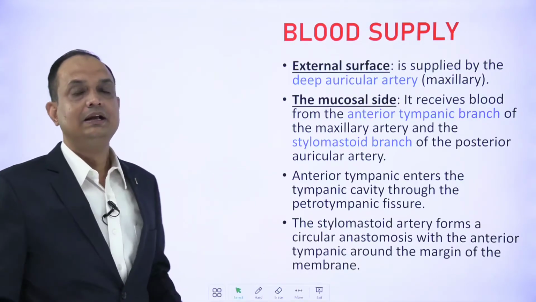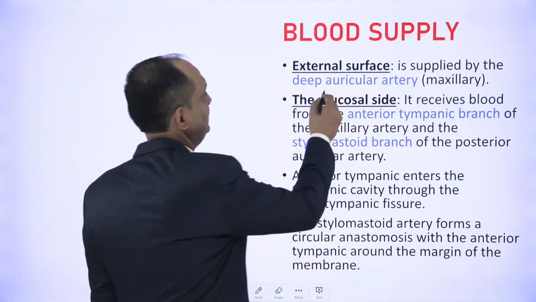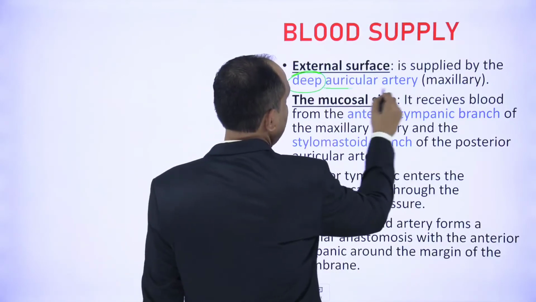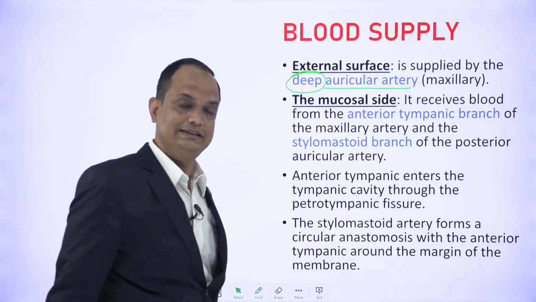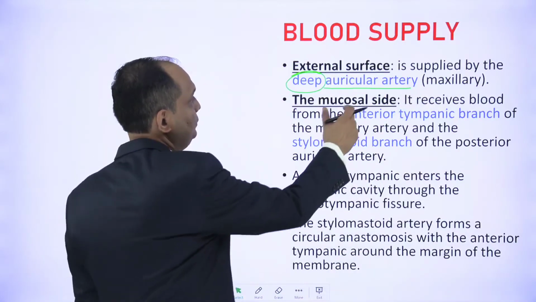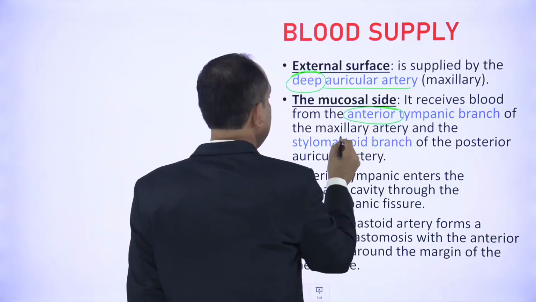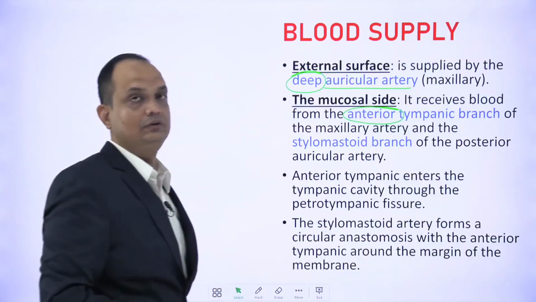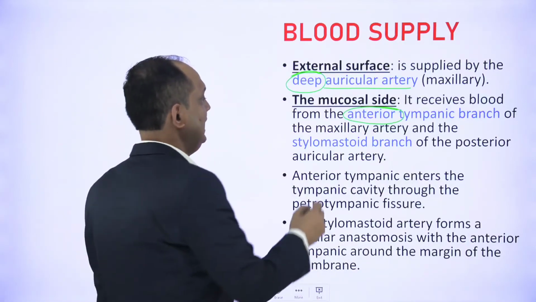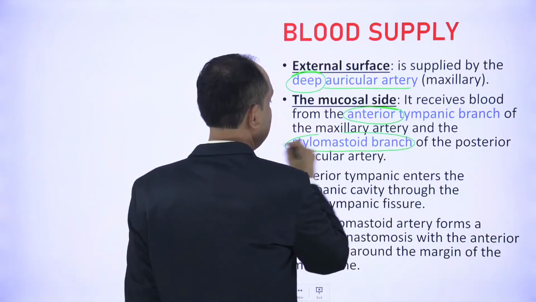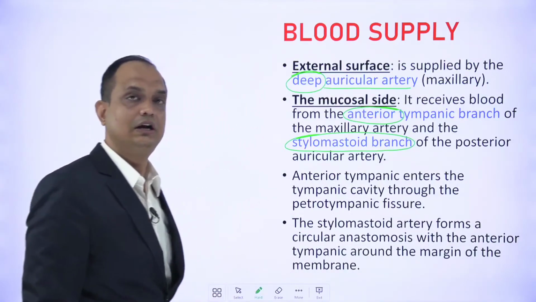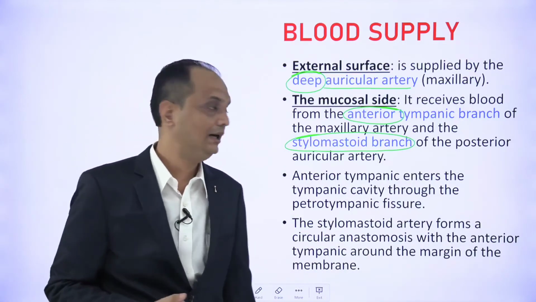Then blood supply. The external surface is supplied by the deep auricular artery, and this deep auricular artery is a branch of the maxillary artery. Then the mucosal side, or the inner surface, is supplied by the anterior tympanic artery, which is also a branch of the maxillary artery, and the stylomastoid branch of the posterior auricular artery, which is again a branch of the maxillary artery.